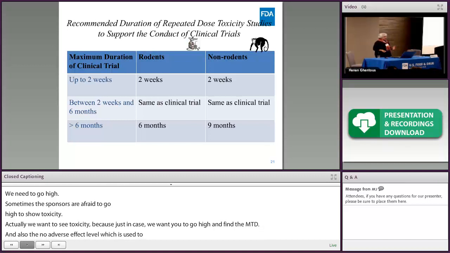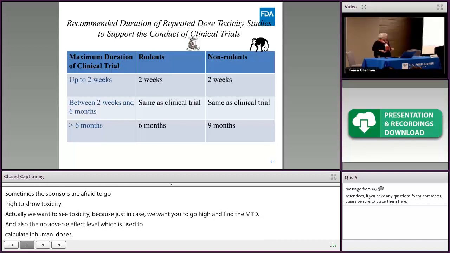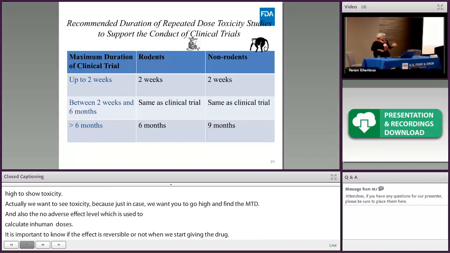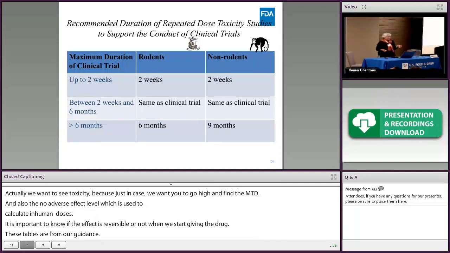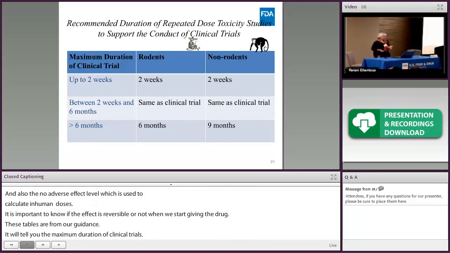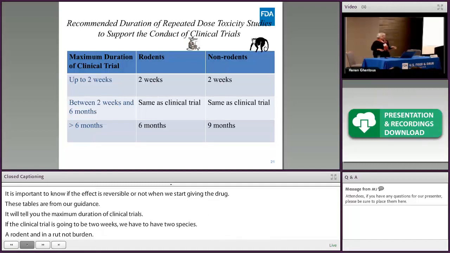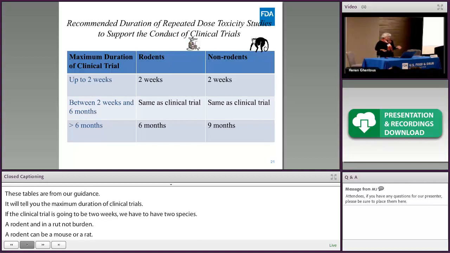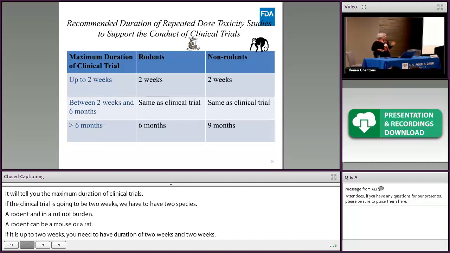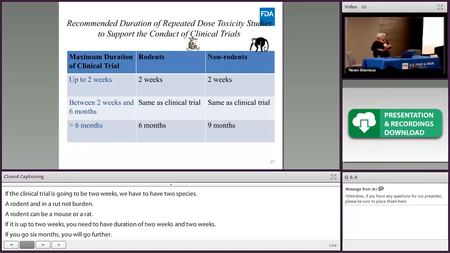These tables are from our guidance, M3, and it tells you the maximum duration of clinical trial. If the clinical trial is going to be 2 weeks, we have to have 2 species, a rodent and a non-rodent. Rodent could be a mouse or a rat, non-rodent either a monkey or a dog. So if it's up to 2 weeks, you need to have a duration of those animal studies of 2 weeks and 2 weeks. And if you go 6 months, you have 6 months, and for the non-rodent, 9 months. The important thing is whatever the duration of the clinical trial, your animal studies have to be equal or longer, not less. If it's less, that's a hold.